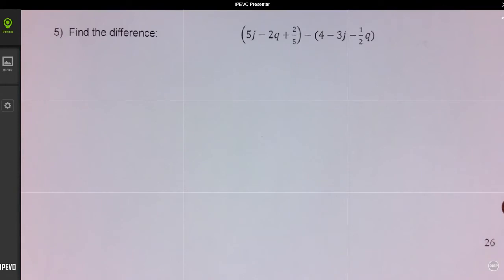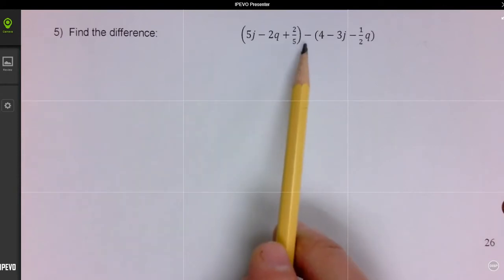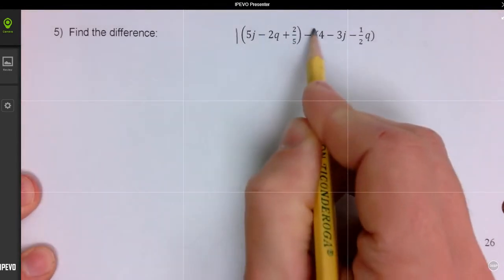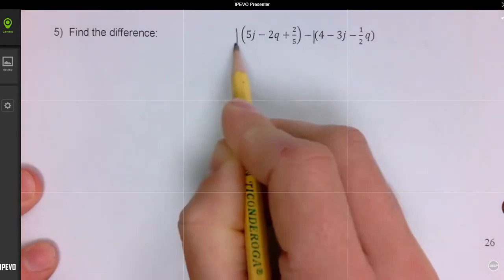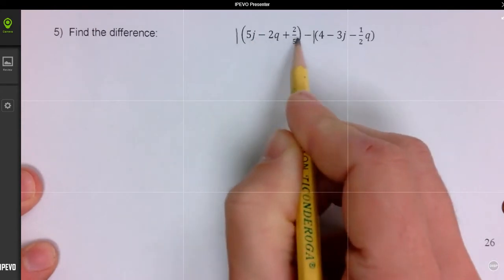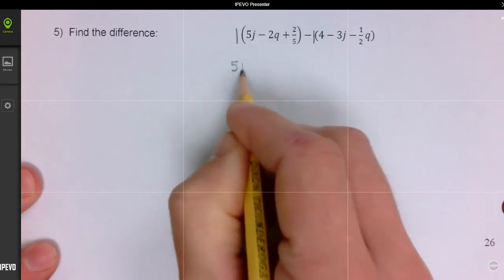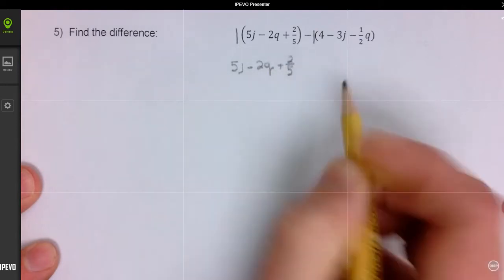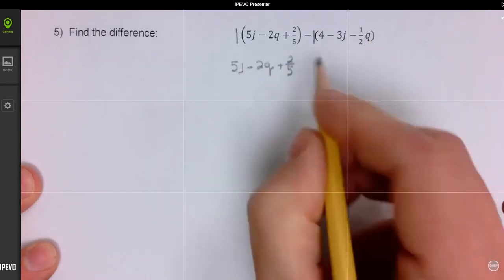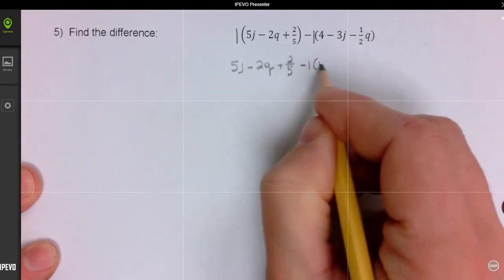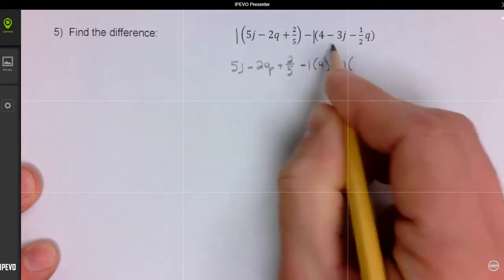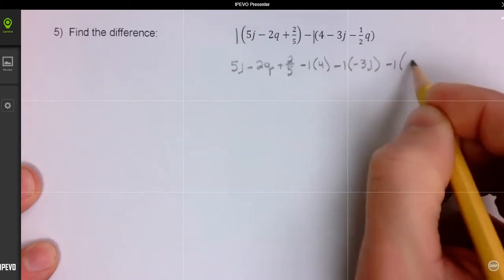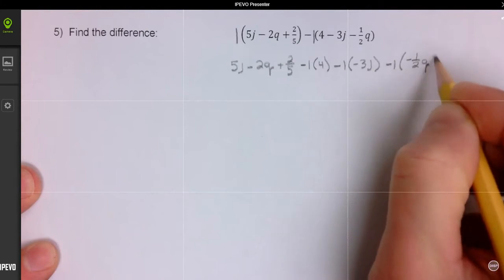In example 5, we're again finding the difference. So this is a subtraction problem. So remember, there's a positive 1 in front there. There's a negative 1 in front there. Distributing this 1 to these three terms will leave them unchanged. So it's going to be 5j minus 2q plus 2/5. Now let's distribute negative 1 to each of these terms. So minus 1 times 4, minus 1 times negative 3j, minus 1 times negative 1/2 q.